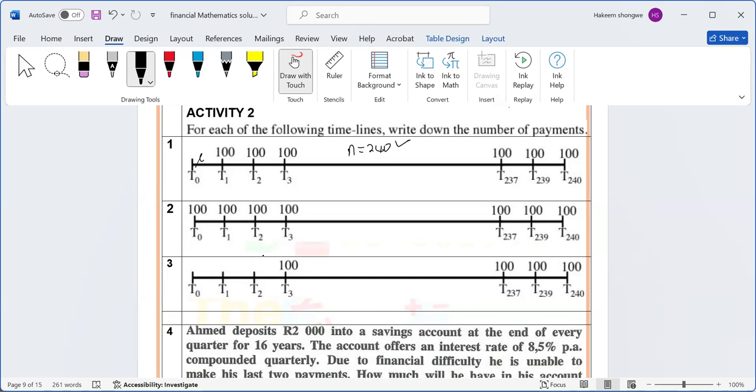Let's look at number two. We are making an immediate payment of 100 Rand, and then we go up until we get to 240. So what do we expect our N to be here? Our N is going to be 241.